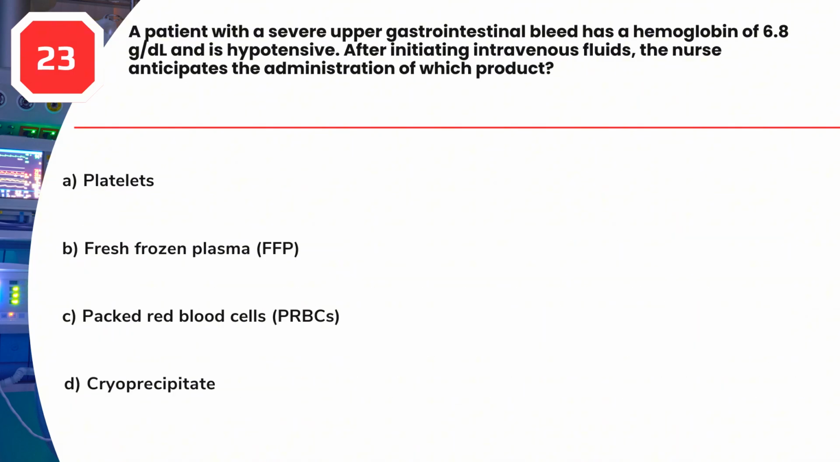Question 23. A patient with a severe upper gastrointestinal bleed has a hemoglobin of 6.8 g/dl and is hypotensive. After initiating intravenous fluids, the nurse anticipates the administration of which product? A. Platelets. B. Fresh frozen plasma, FFP. C. Packed red blood cells, PRBCs. D. Cryoprecipitate.